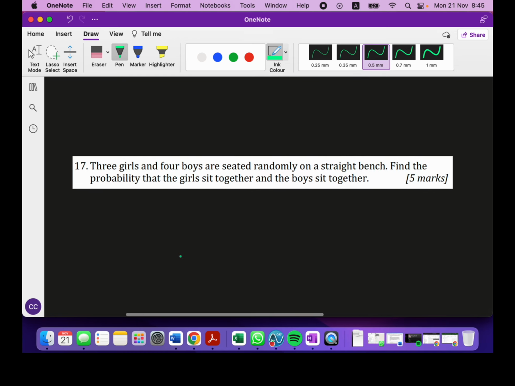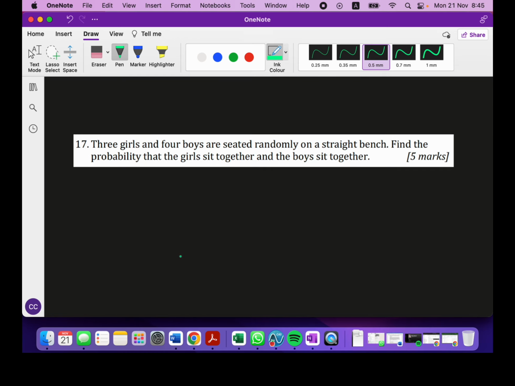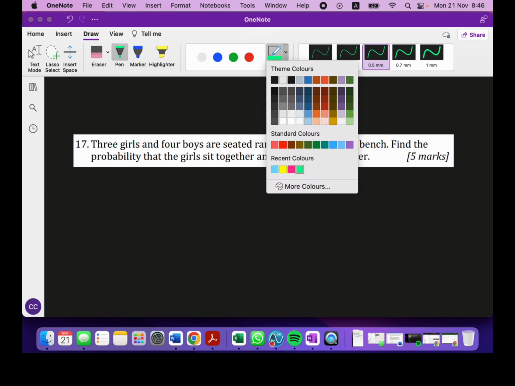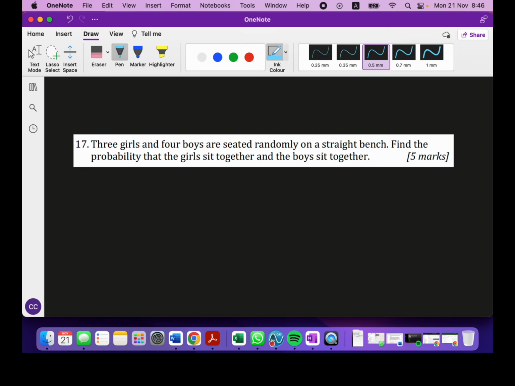All right. Also, from our trimester one review packet right here, this is number 17. It's another counting principles idea. The question states three girls and four boys are seated randomly on a straight bench. Find the probability that the girls sit together and the boys sit together. Okay. Well, this is going to be counting principles, but we have to think for just a second.